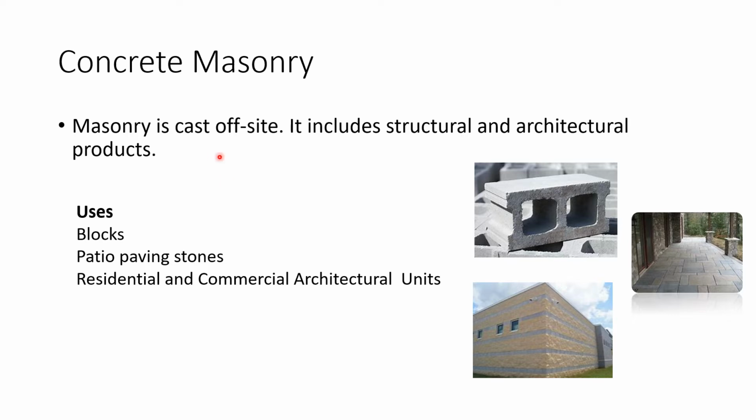Masonry is again cast off-site. Then you have structural and architectural products. We have blocks, patio paving stones, and residential, commercial, architectural units. You can find these at Home Depot, Lowe's. You have to order large loads directly from the parts manufacturers.